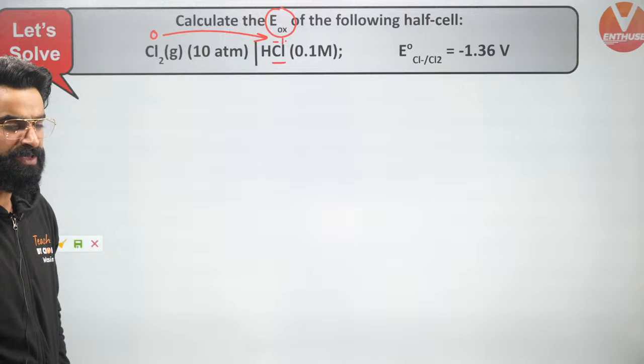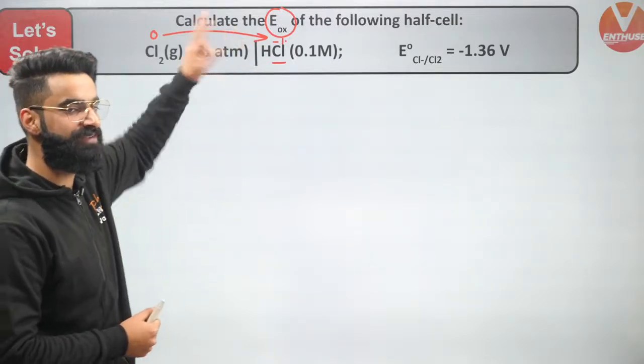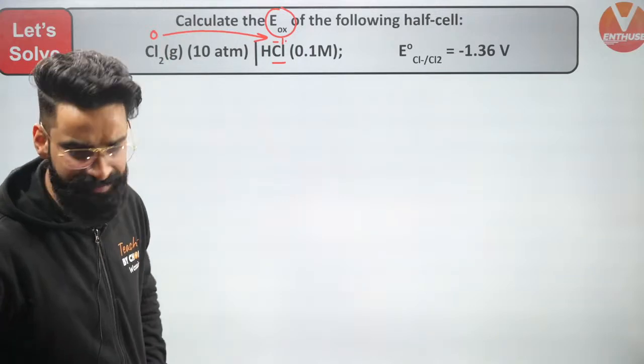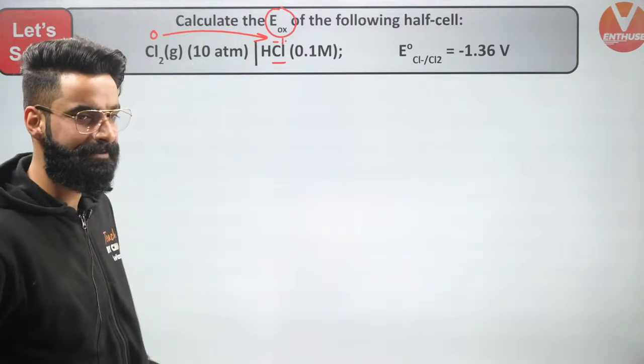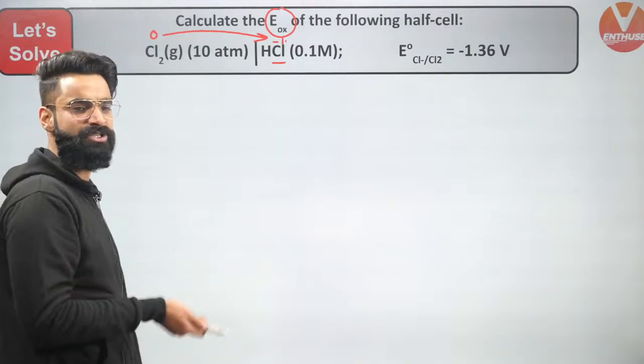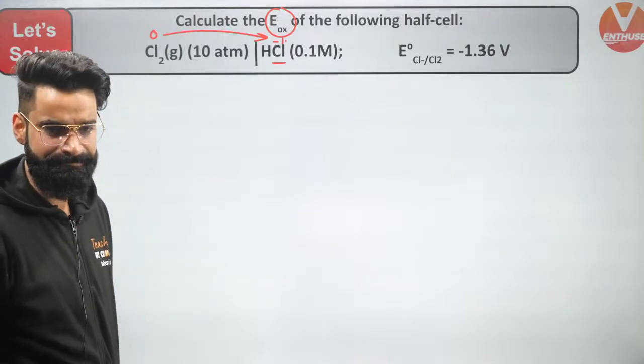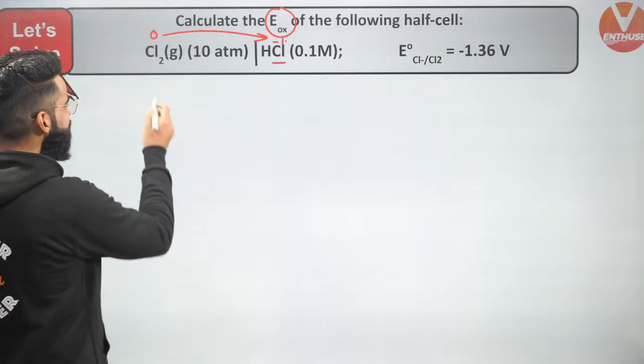So people, I'm supposed to calculate the oxidation potential. Am I supposed to reverse the cell? What do you think? Let me know in the chat box. Yes, in order to calculate the oxidation potential, I'm supposed to reverse the cell so that I can write the proper oxidation reaction right here. Absolutely. Let me reverse the cell a bit.